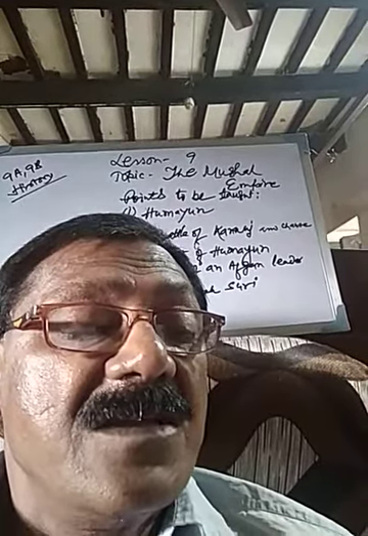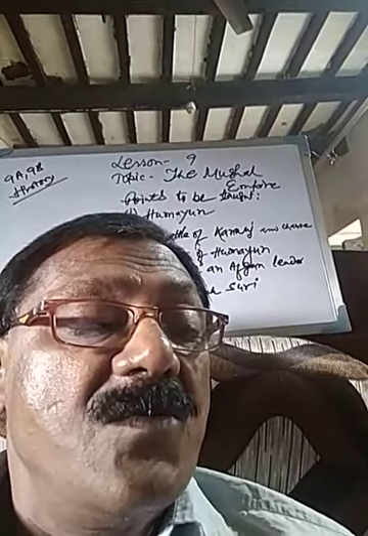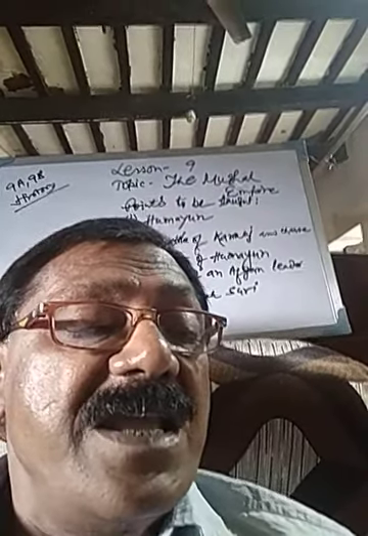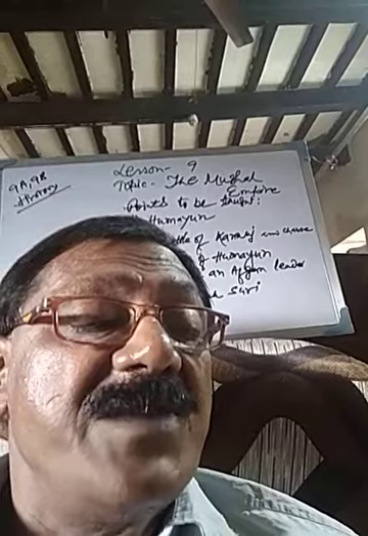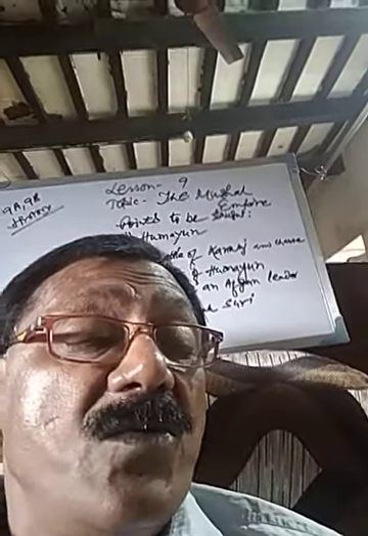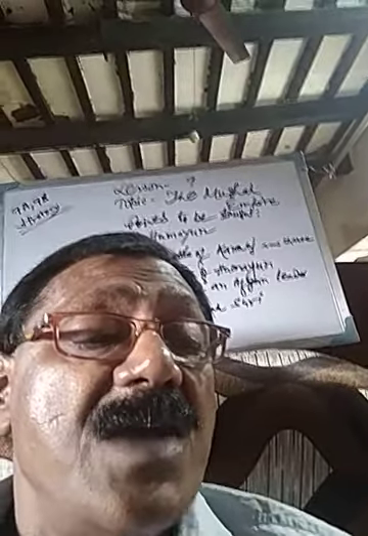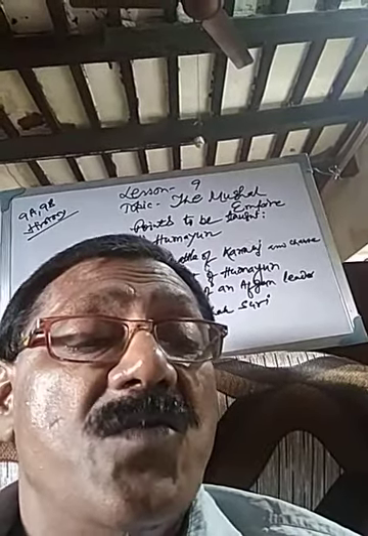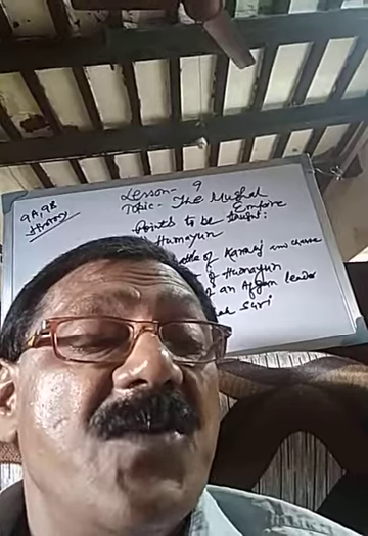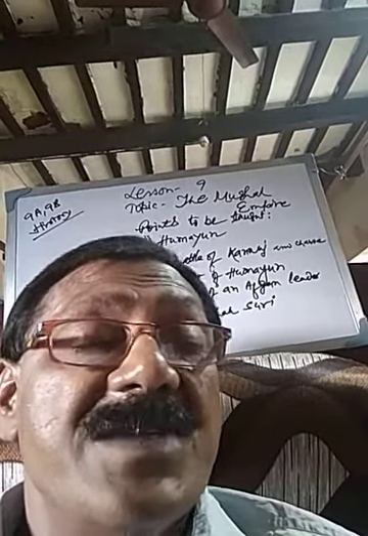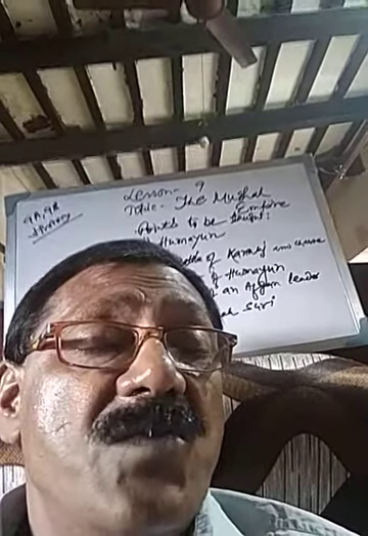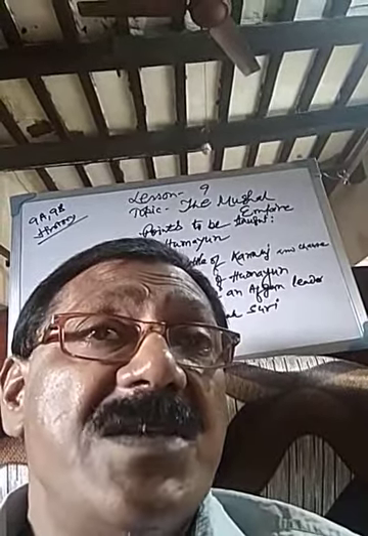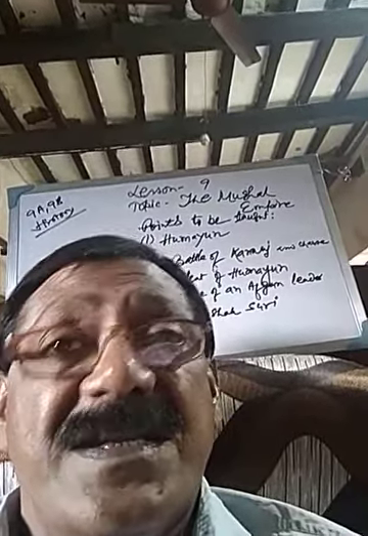Sikandar Shah was defeated by whom? He was defeated by Humayun. Sikandar Shah, the last ruler of the Sur dynasty, ruled from the year 1545, after the death of Sher Shah, till 1555. That means he ruled for about 10 years.